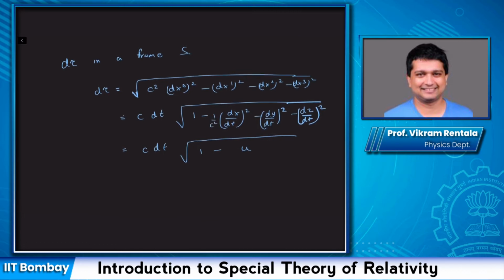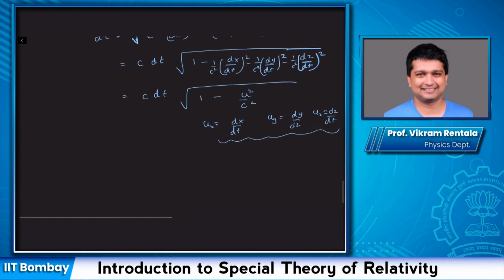And this is nothing but 1 minus, each of these terms is divided by c². I pulled out the c². So this is nothing but 1 minus u²/c², where ux is dx/dt, that is, the speed as measured along the x direction, uy is dy/dt, and uz is dz/dt. These are the components of what we traditionally call 3-velocity.